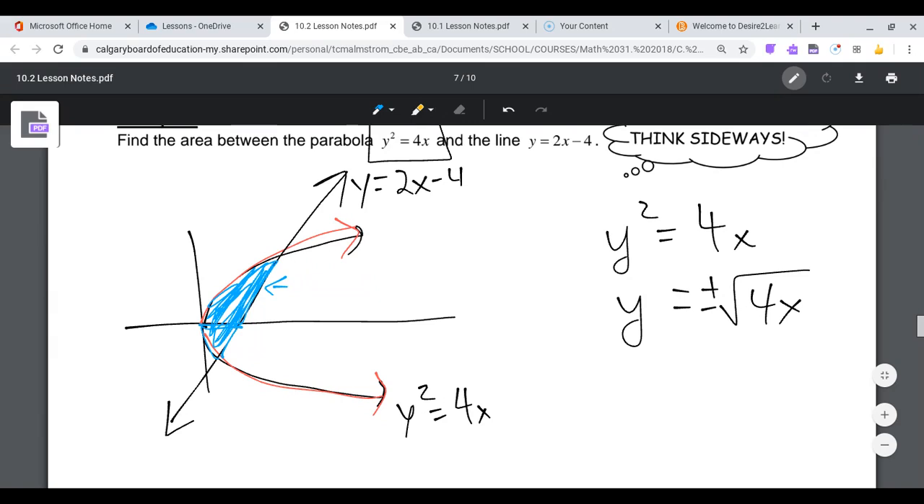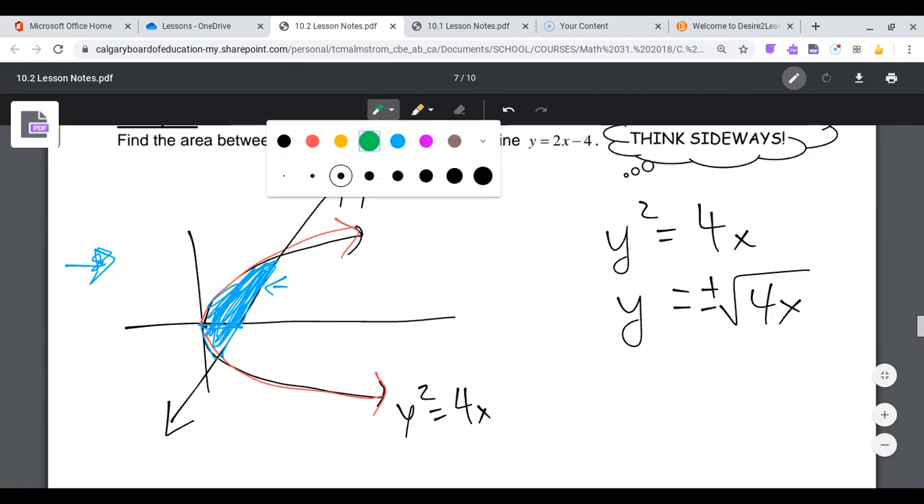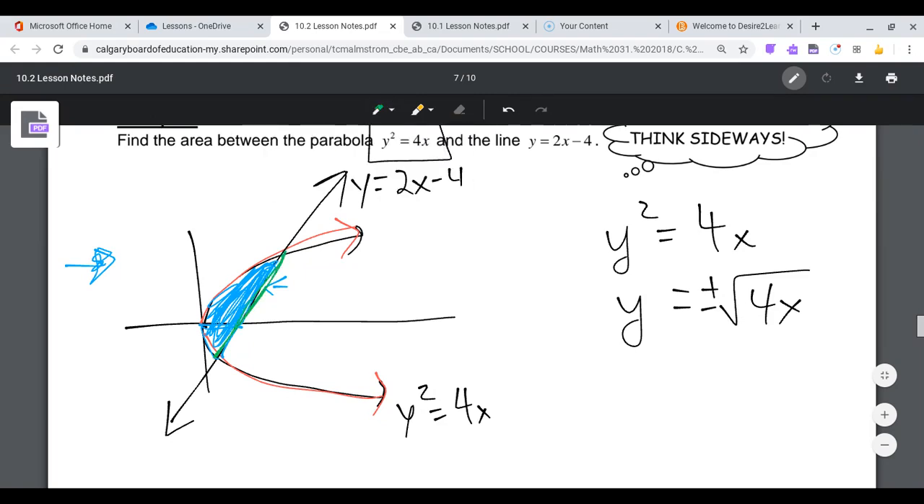So actually, I'm going to turn this and look at it sideways, tilted 90 degrees. So I'm looking at it from this direction. And then it just becomes one nice region with my upper part being the line y equals 2x minus 4, and my lower, if I'm looking from the right, is actually my parabola.